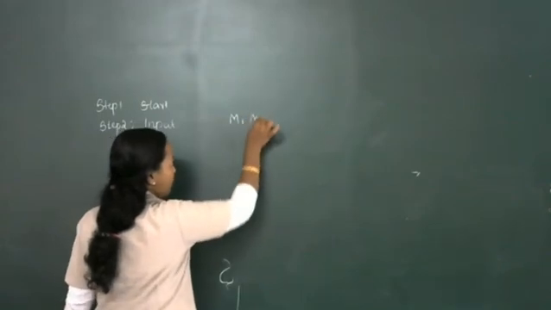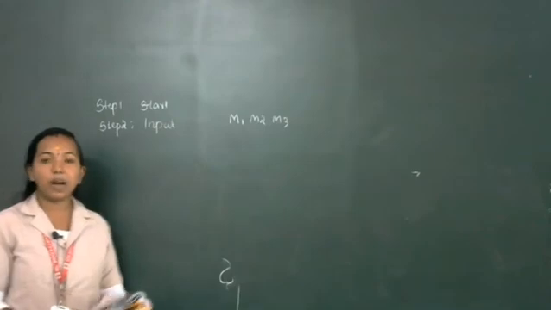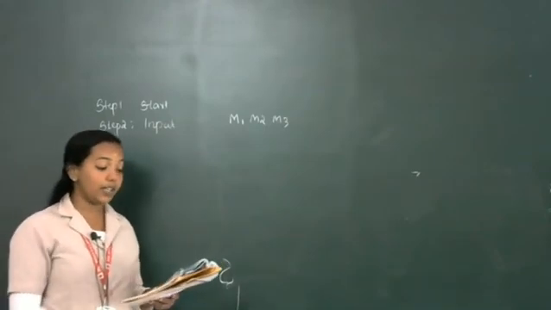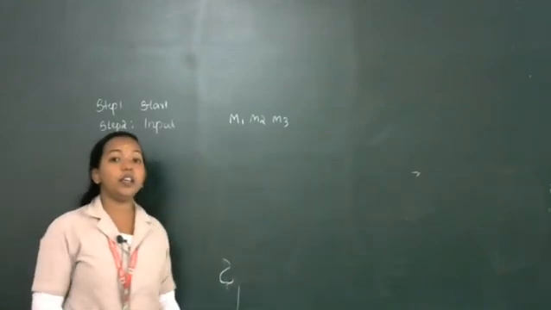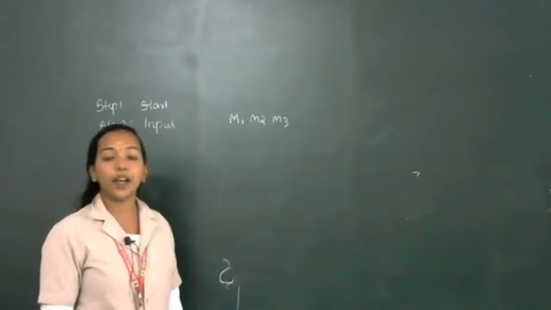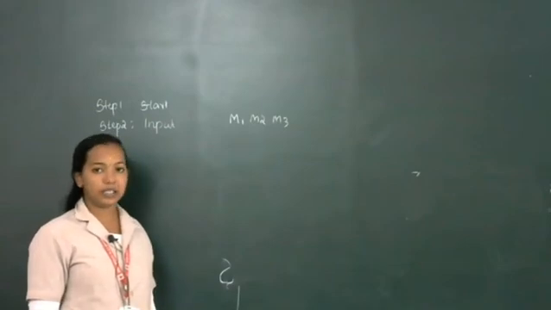M1, M2, M3. Okay, three students' marks are given. Input the scores obtained in the three-unit test and find the highest score. The marks of the three-unit test are given as M1, M2 and M3, and you want to find out the highest score from these three numbers.